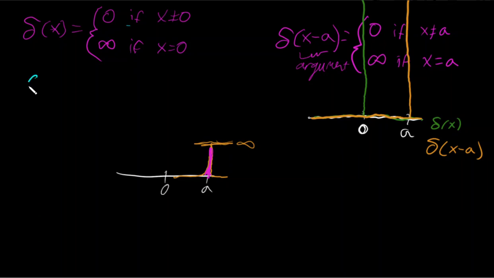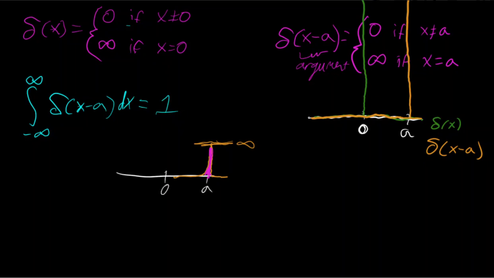But this definition is that the integral from negative infinity to infinity of delta of x minus a dx, right? The area under the delta function, the total area under the delta function, is equal to 1. That's just how we define it.